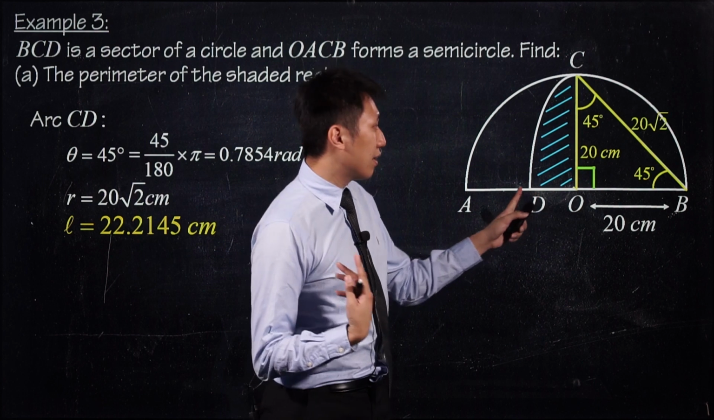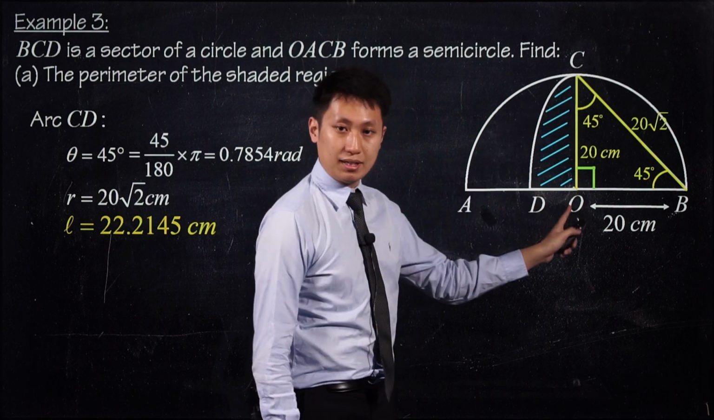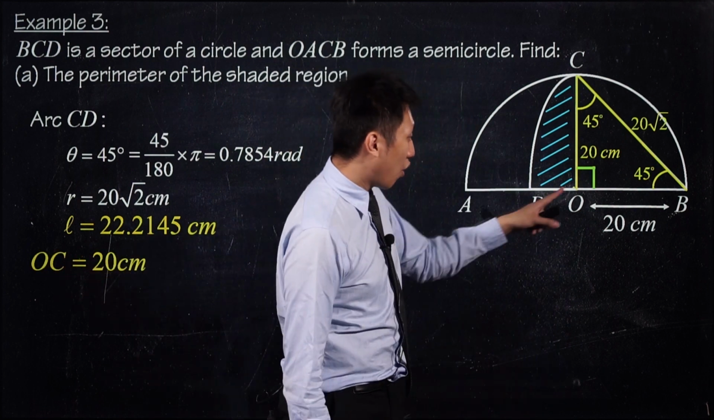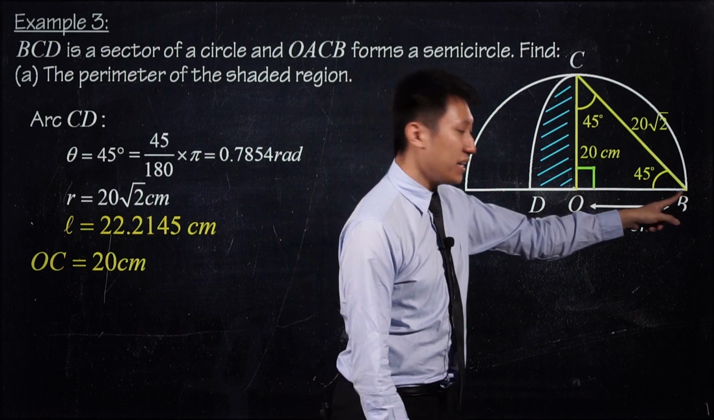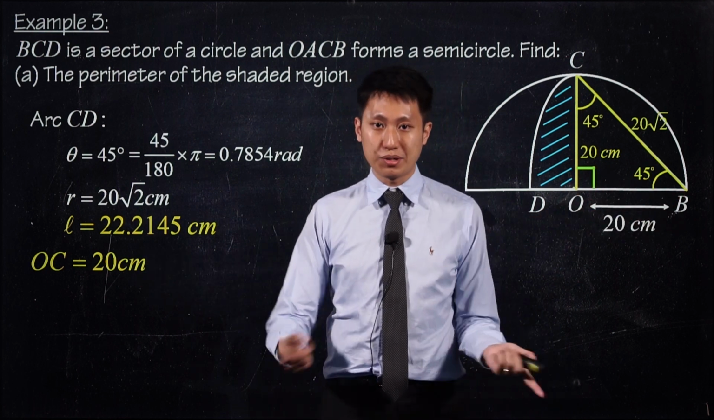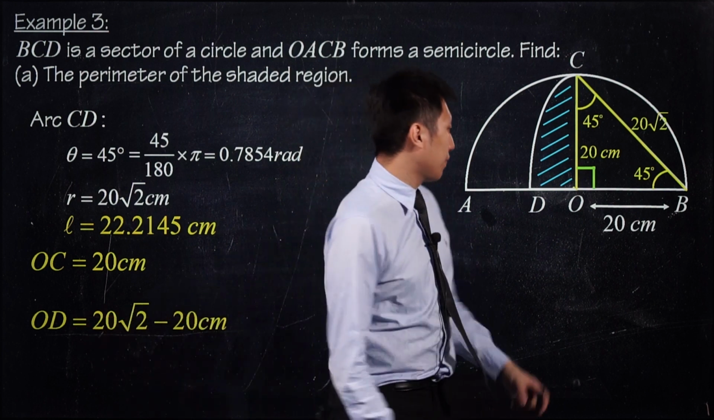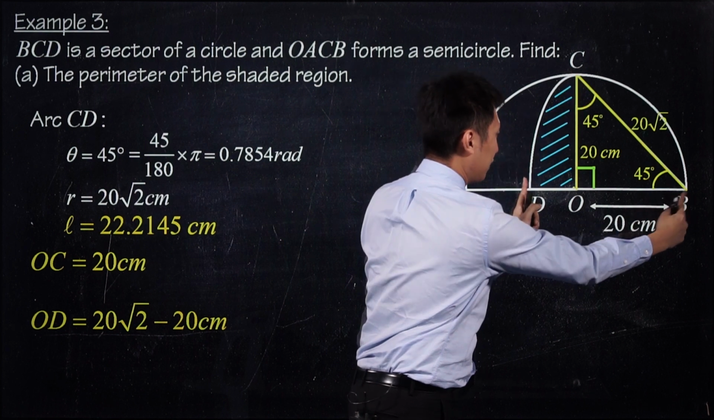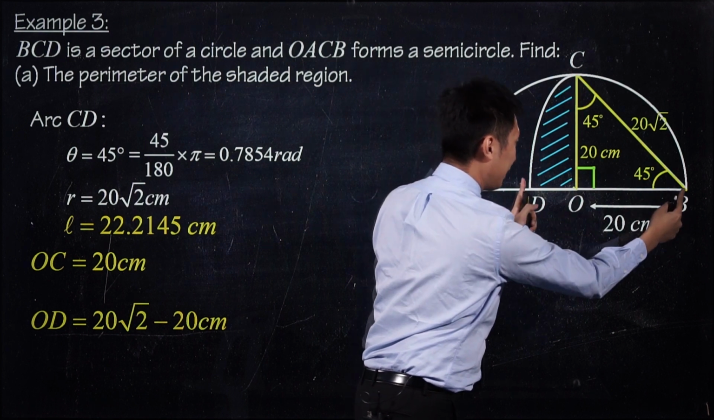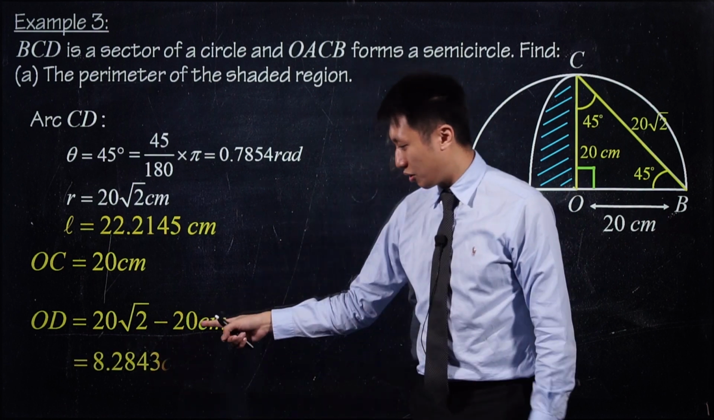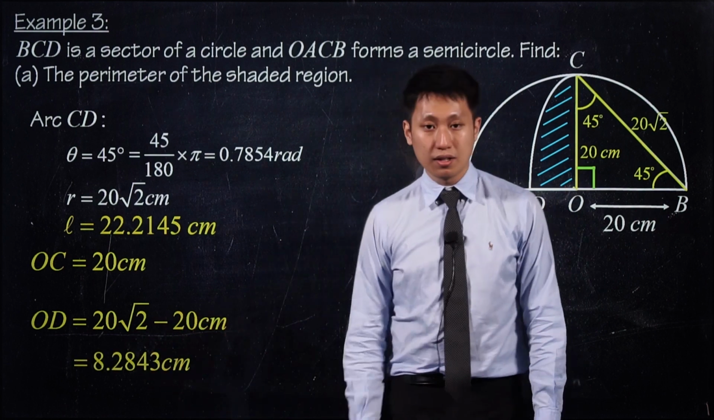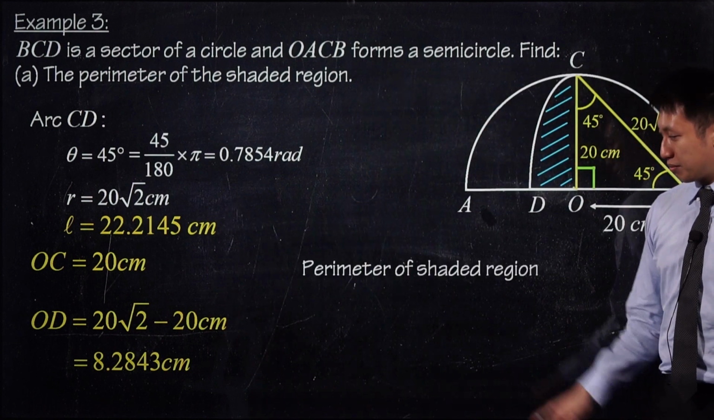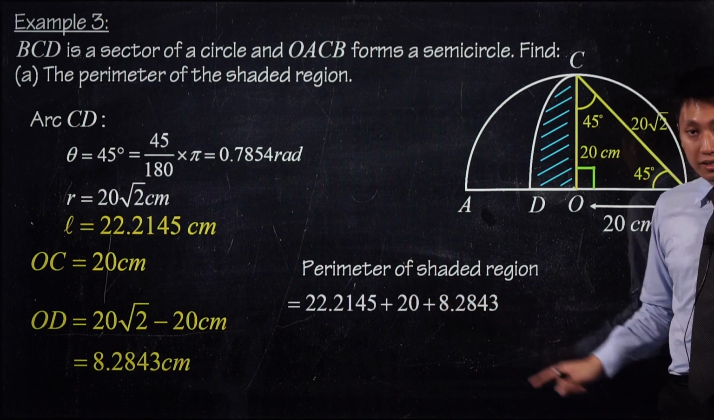I want to find the perimeter. I find this side, this side, and this side, and I'm done. So this one is partly done. OC is the same as OB. They are 20, which we found in the previous slide already. Next, OD. You know this one is 20 square root 2, and this one is 20 square root 2. So this one will be 20 square root 2 minus 20, which is 8.843. What we do is add the three, and we are done. The perimeter of the shaded region is, add them up.